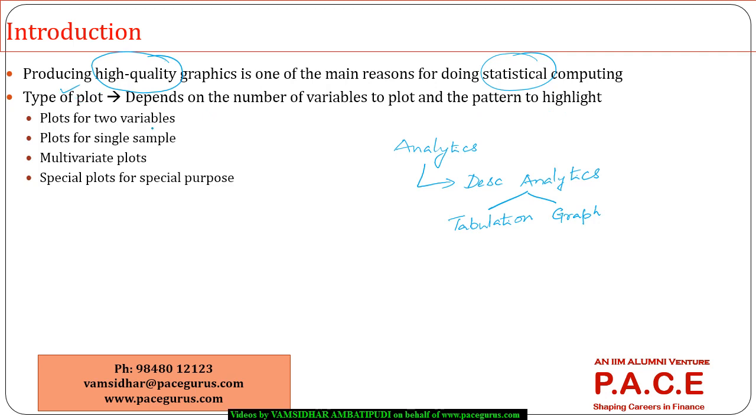So the type of the plot that you are going to go with is purely based on the number of variables that you want to plot and what you want to highlight. Majorly it's the number of variables. So if you look at the kind of categorization I have done, if I have two variables, what are the kinds of plots that I need to look at? If I have a single sample of data, what are the kinds of plots I need to look at? If I have multiple variables, what are the kinds of plots that I need to look at? Now, this is how we would typically take our session forward.